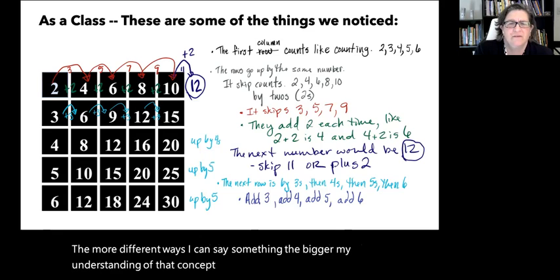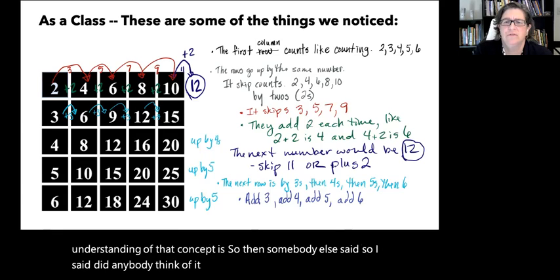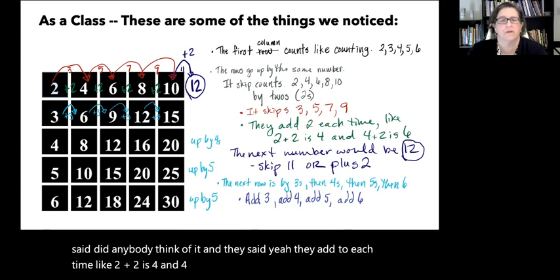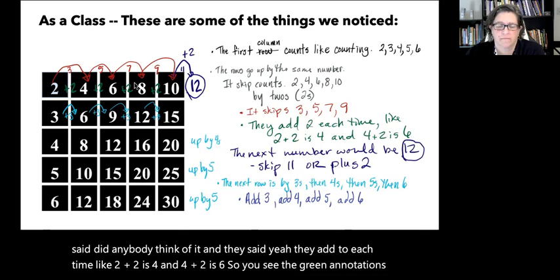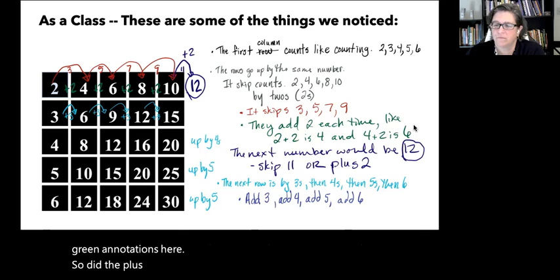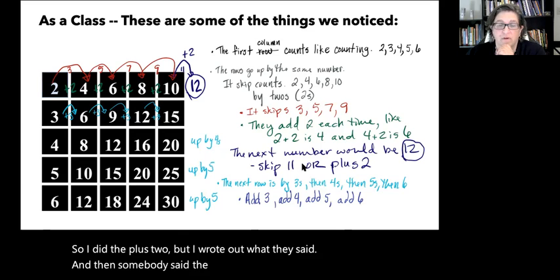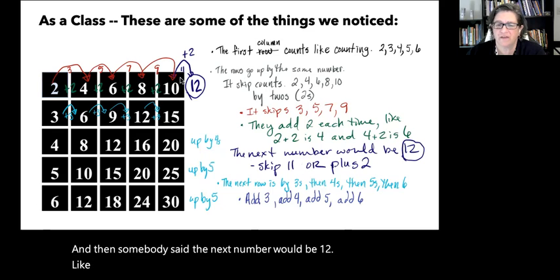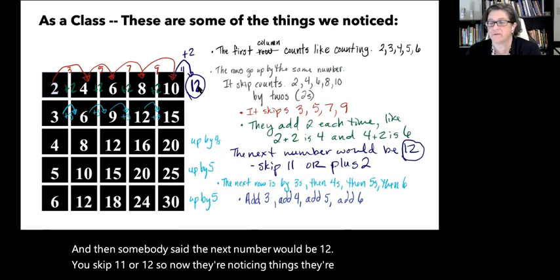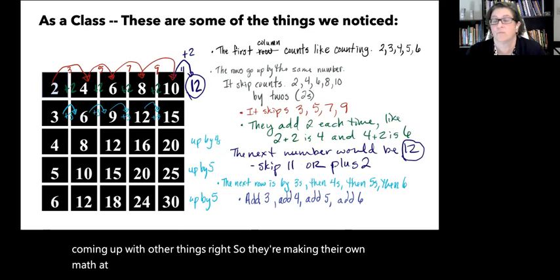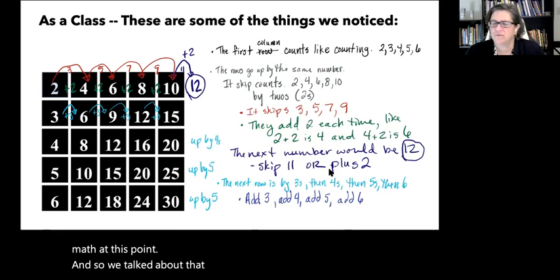Then I said, did anybody think of it a different way? They said, yeah, they add 2 each time, like 2 plus 2 is 4 and 4 plus 2 is 6. You see the green annotations here. I did the +2, but I wrote out what they said. Then somebody said the next number would be 12, like you skip 11 or 12. So now they're noticing things. They're coming up with other things, making their own math at this point. Awesome. We talked about that, and we asked who agrees, who disagrees. Nobody disagreed. They thought it was pretty sound logic.